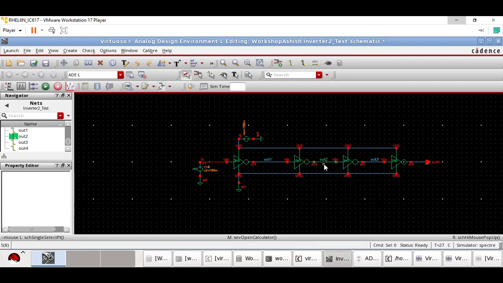So what do you think? This delay will be higher than the previous delay or lower? Higher, sir. It will be higher. It will be higher because output 1 had only one inverter's delay. When it is output 2, it will have this delay and this delay also. There will be the delay of 4 transistors. So we'll see how it goes.